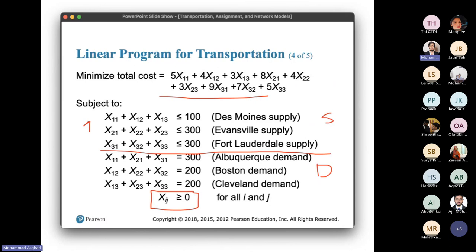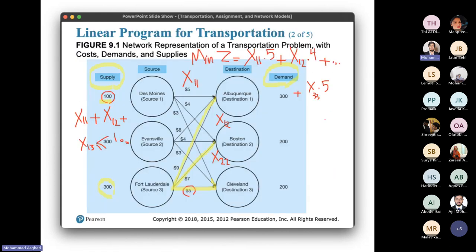You must be careful in using the sign. For supply, we always use less than or equal to. But for demand, we always use the equal sign, as you can see here. How can we write the demand constraint? Let me revise the lines again.